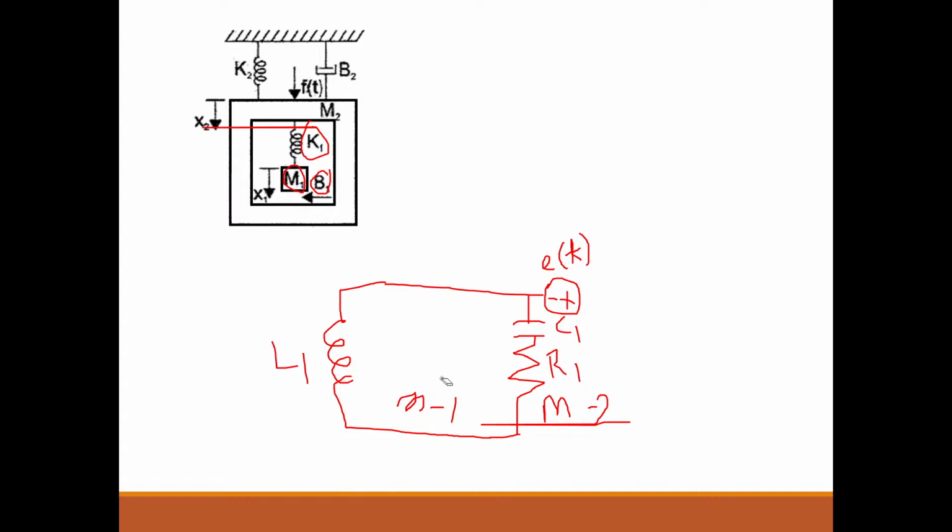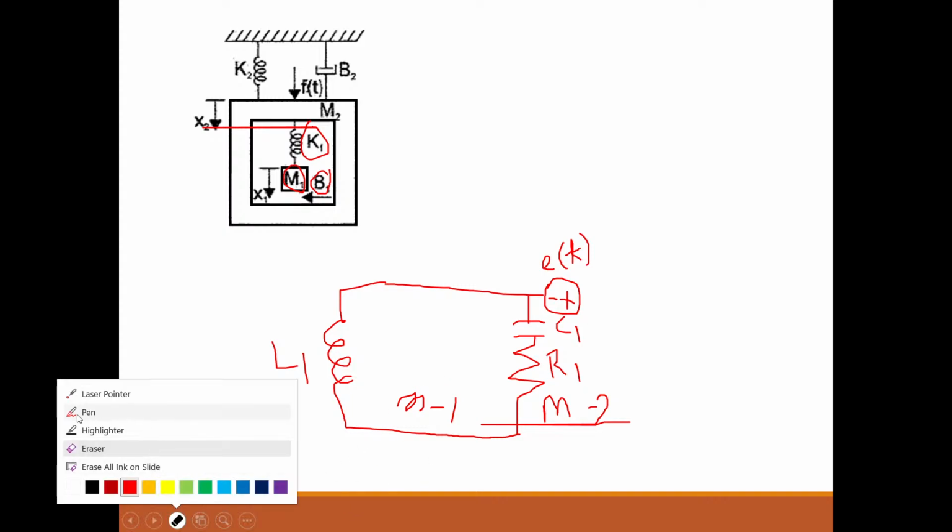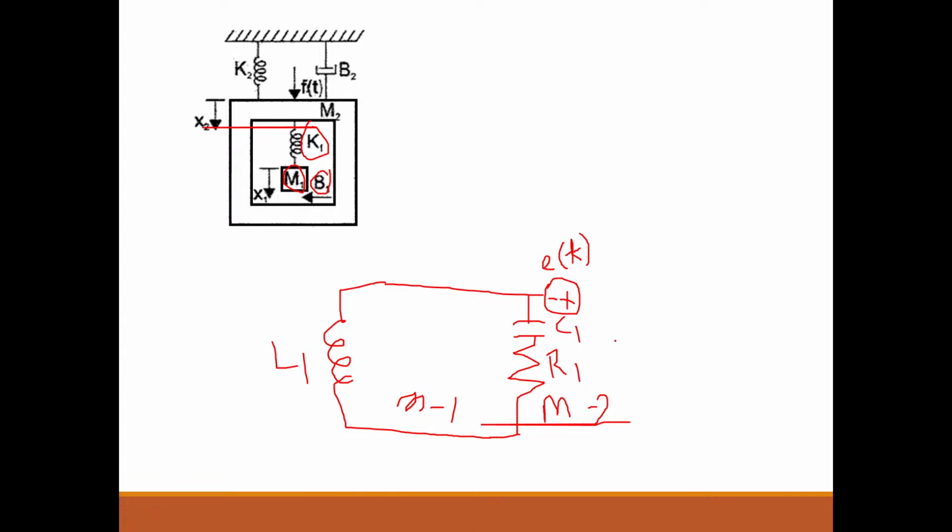After that, what is another element here? Another element is M2. M2, what is M2? M2 is L2, isn't it? M2 is L2. So draw an inductor.